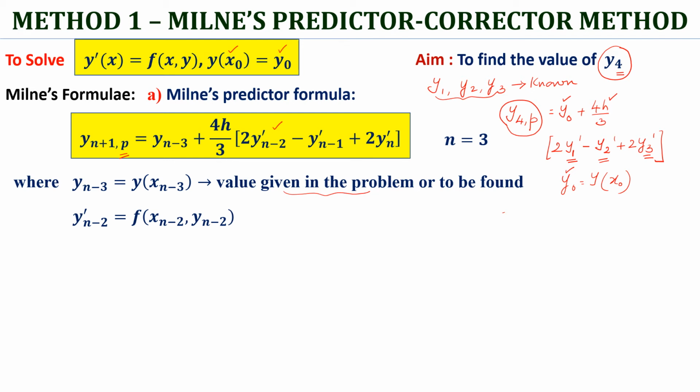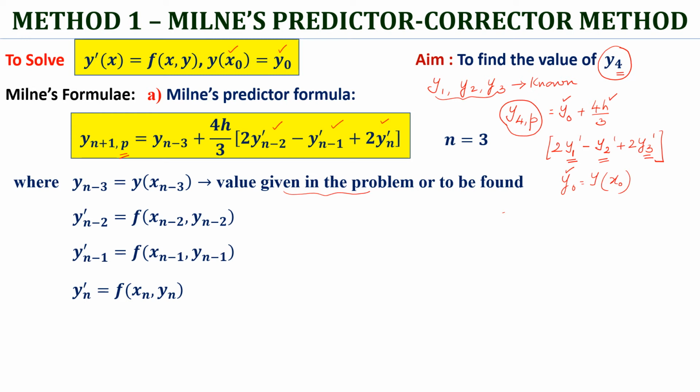That will give you this term. Similarly, yn minus 1 dash, the next term. So these are all function substitutions. You just have to put that value in that function and get the answer. They are very simple, but you need to find a way to remember the formula. So yn dash is f of xn, yn.